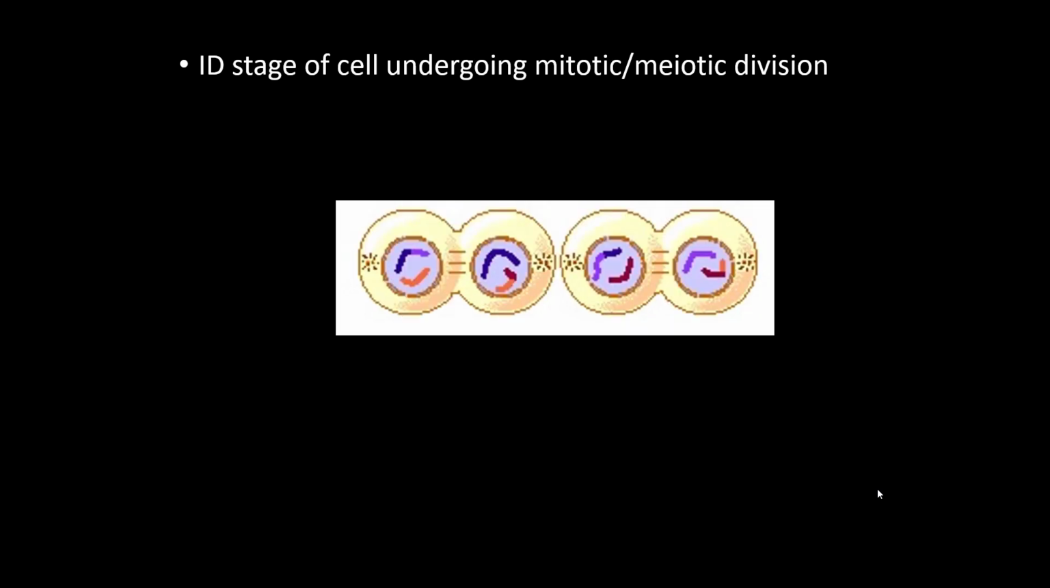All right, staying along with telophase. Again, we know this is telophase, but how many cells am I going to end up with? Oh, I'm going to end up with 4 cells. So this is the first one that you see that is meiosis 2. So this is telophase 2 of meiosis 2.